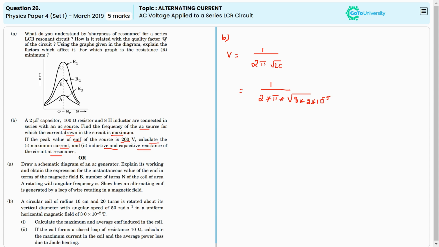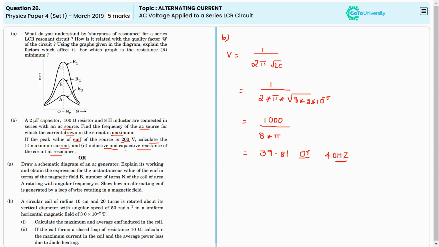When you simplify, you will get the value 1000 divided by 8 into π, then we get the answer 39.81, or approximately 40 hertz.